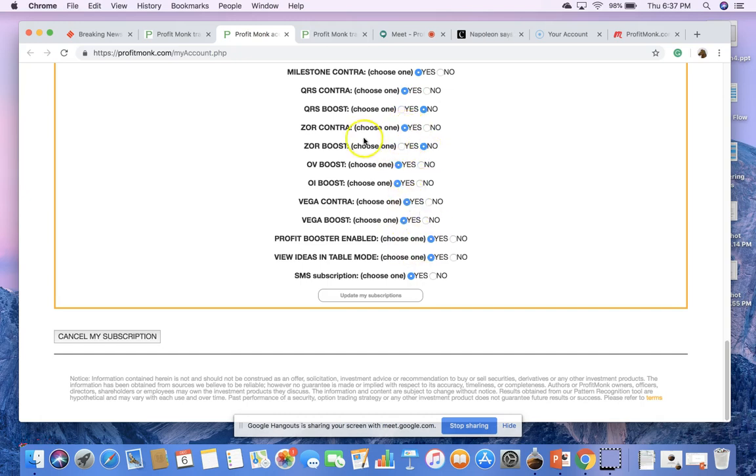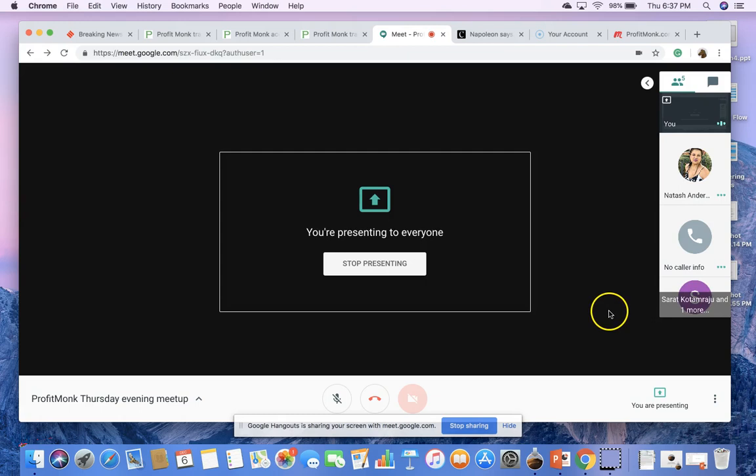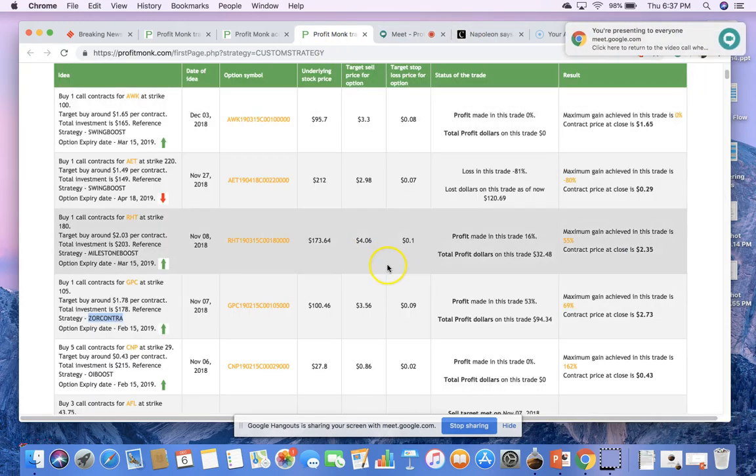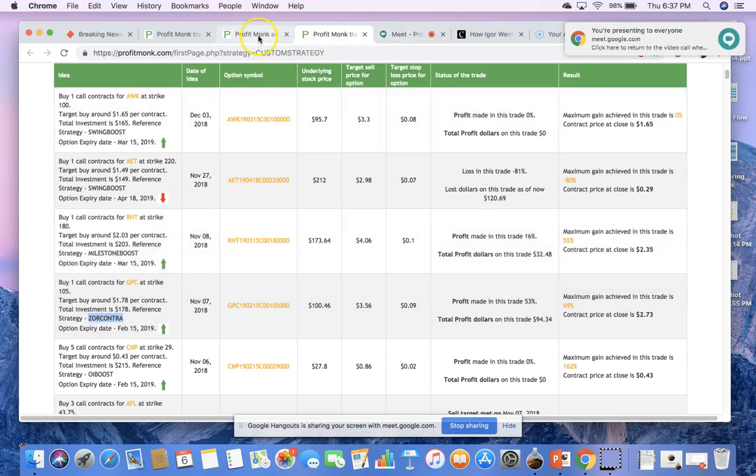Whatever is a no, like Zor boost and QRS boost, you will not see a trade in here. So is that clear, or is there a question about that first?